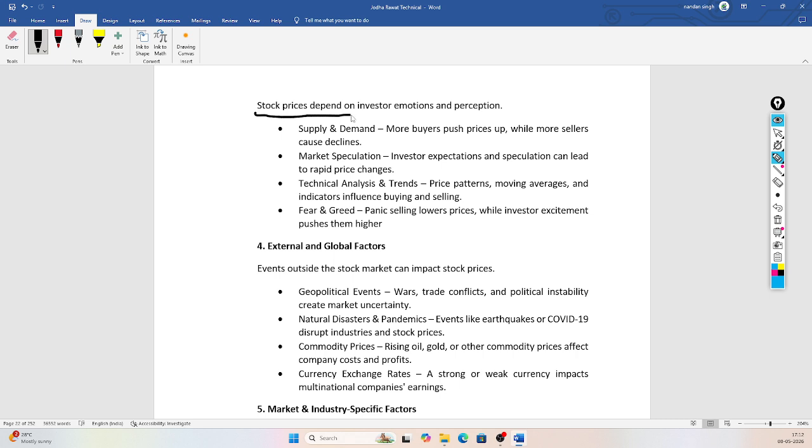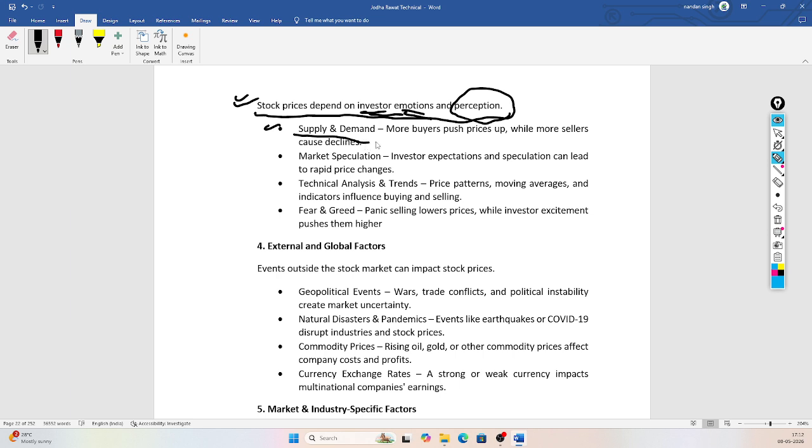Stock prices depend on investor emotions and perception. So it says that stock prices depend on investors' emotions and perception. We'll learn what perception is.